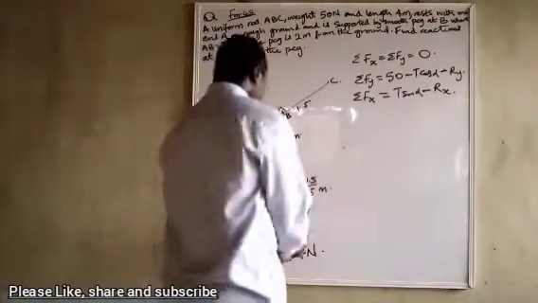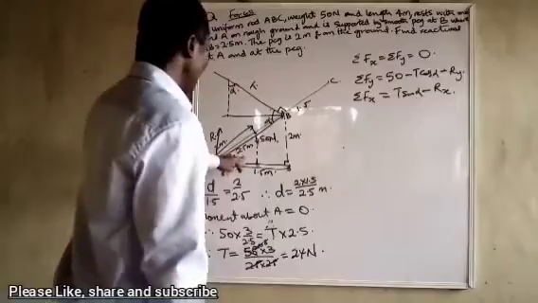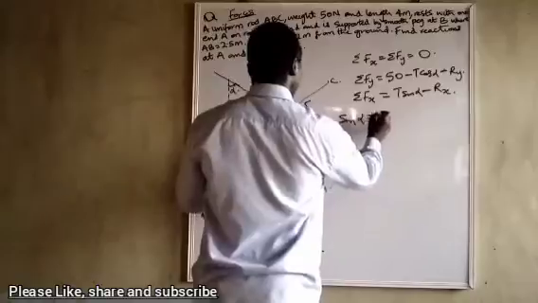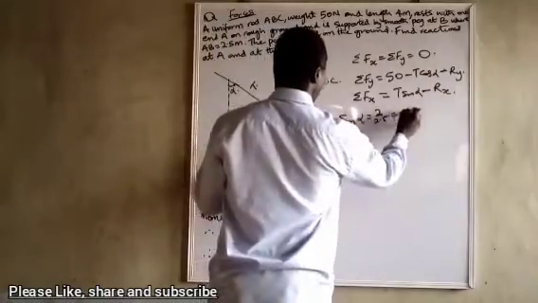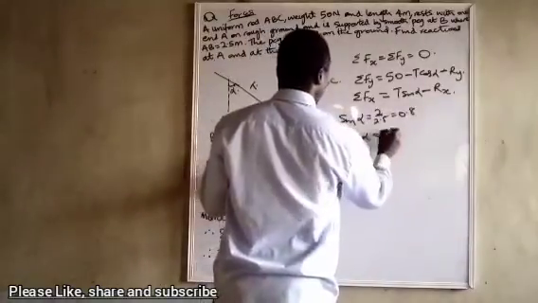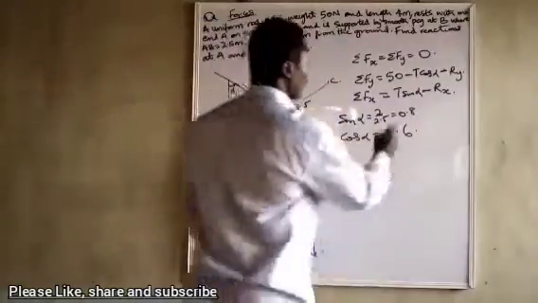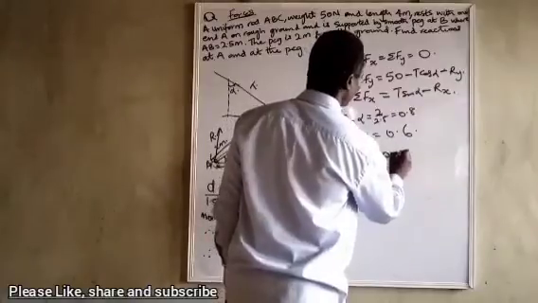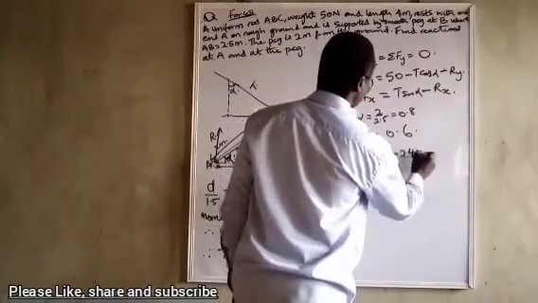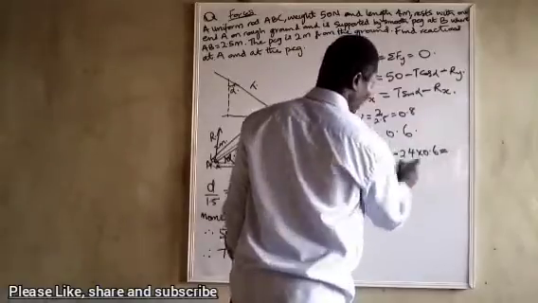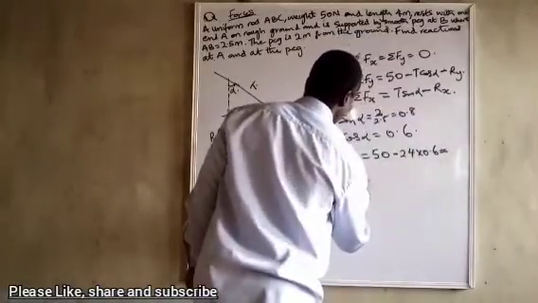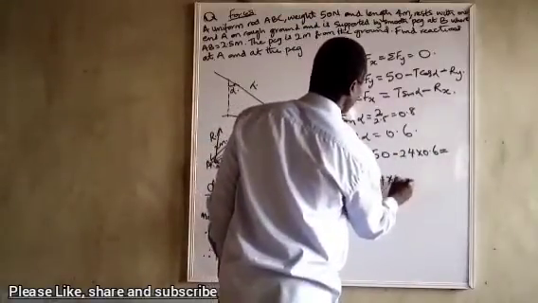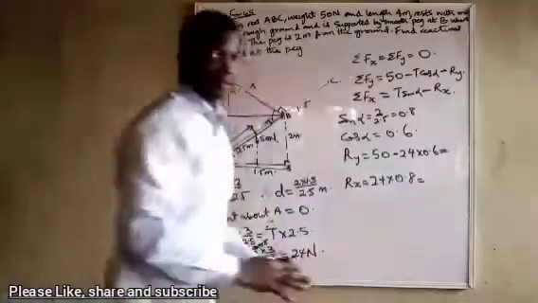Let's see. I've gotten 24. And from this place, what is sine alpha? Sine alpha is equal to 2 over 2.5, which is 0.8. Cos alpha is equal to 0.6. So, I can get Ry now. Ry is equal to 50 minus 24 times 0.6. And that gives me, I find that one, Rx is equal to 24 times 0.8. And let's see what that one gives us.